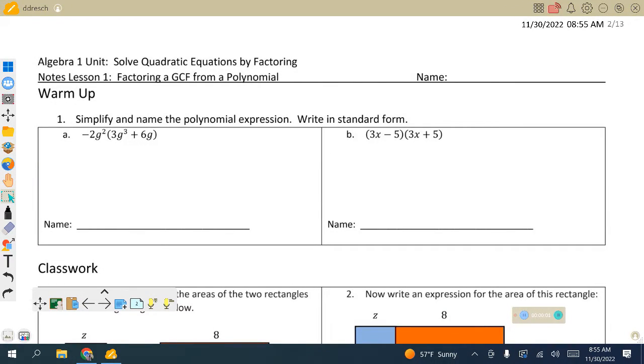Go through A and B and multiply that out. Okay? So you multiply that out. What we're going to then do is undo that.